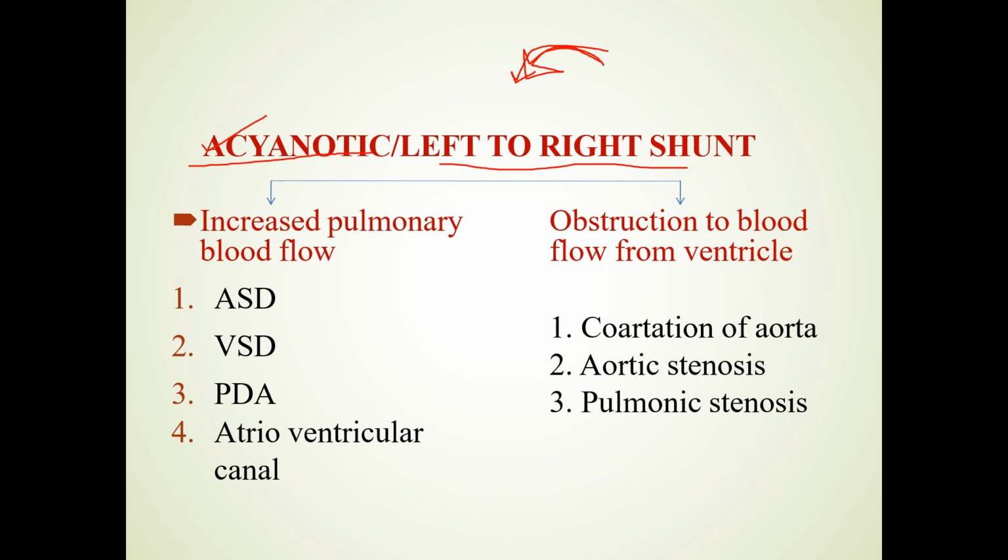It is divided into two conditions: increased pulmonary blood flow, and obstruction to blood flow from the ventricle. First are ASD, atrial septal defect, VSD, ventricular septal defect, PDA, patent ductus arteriosus, and fourth is the atrioventricular canal. In these defects there will be an increase in pulmonary blood flow because more blood will enter the pulmonary circulation. Then obstruction to blood flow from the ventricles includes coarctation of aorta, aortic stenosis and pulmonic stenosis. So there will be stenosis in the aortic valve or in the pulmonary valve.